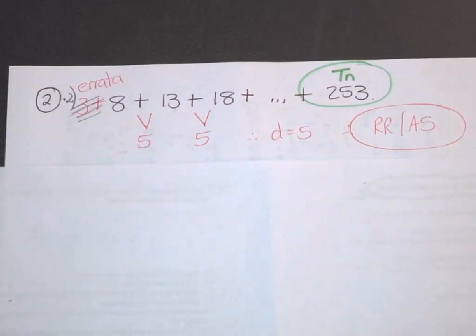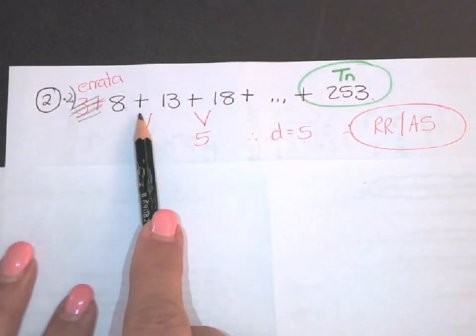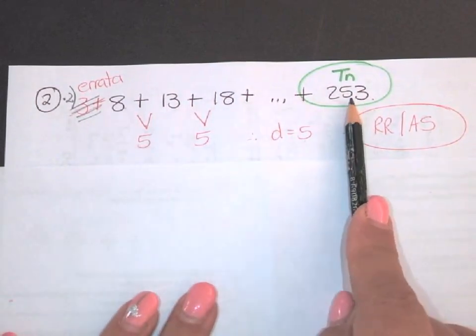Okay, I give you a series. The first term is 8. It's a series because there are pluses. And I also give you the last term of the series.